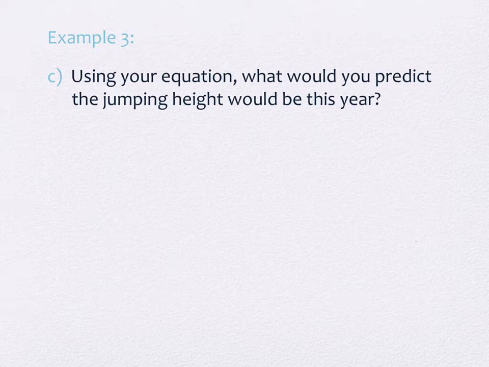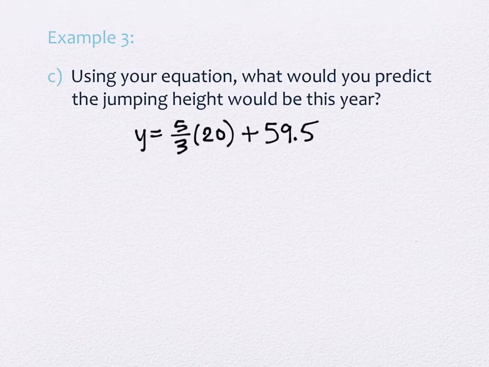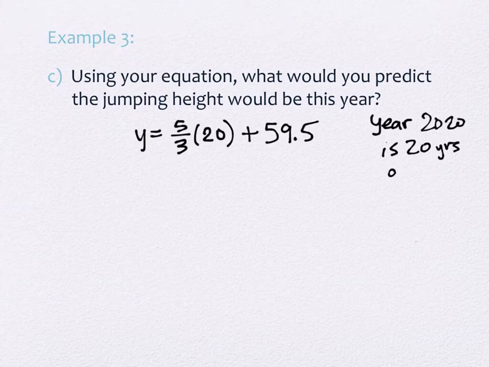So over here, we would be plugging in y equals 5/3 times 20 plus the 59.5. So go ahead and grab a calculator if you'd like. And I'll just write a note to the side here. The year 2020 is 20 years after 2000. That's why we picked it.